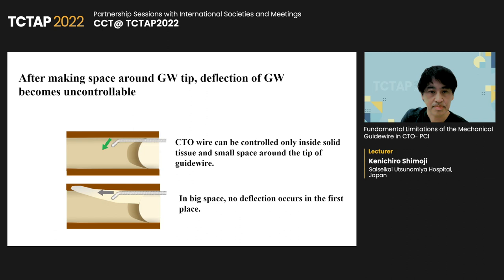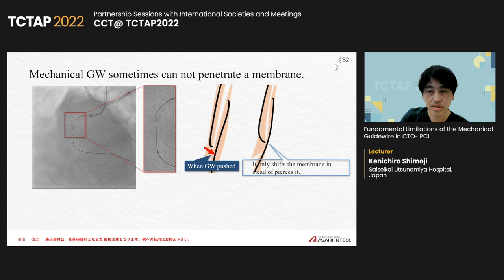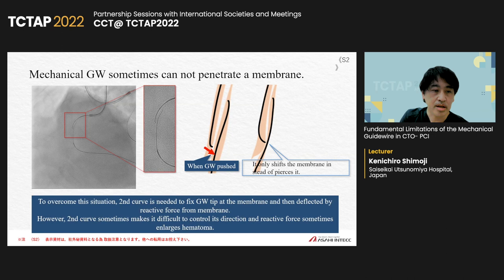And in such a situation, when we push the guide wire, it only shifts the membrane instead of piercing it. To overcome this situation, a second curve is needed to fix the guide wire tip at the membrane and then deflect it by receiving reactive force from the membrane. However, the second curve sometimes makes it difficult to control the direction, and the reactive force sometimes enlarges the hematoma.